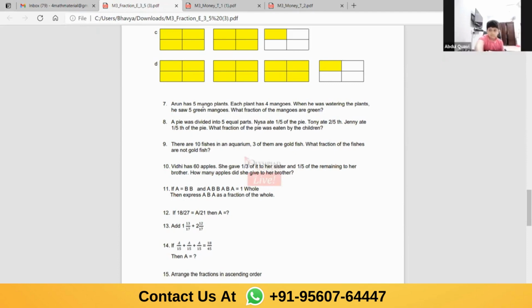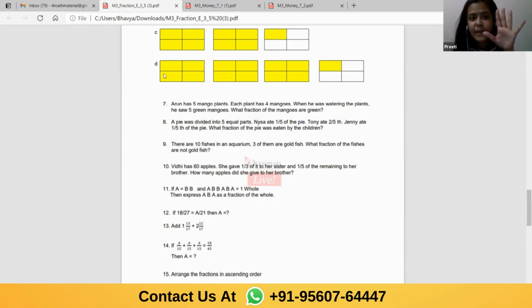20. Okay, correct. So my denominator is 20. Denominator is always the total number of things. When he was watering the plants, he saw 5 green mangoes. So out of these 20 mangoes, 5 mangoes are green. 5 upon 20. Abdul, my numerator is 5. Why? Because out of 20 mangoes, 5 are green.